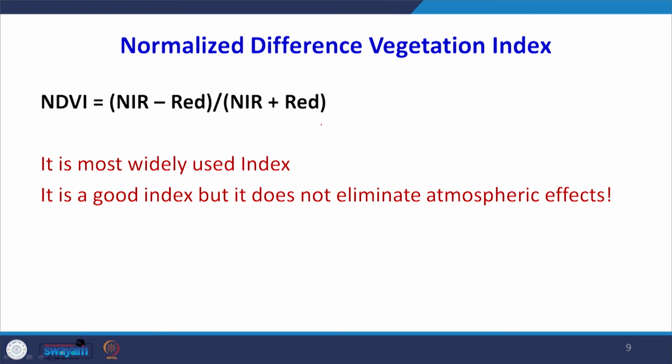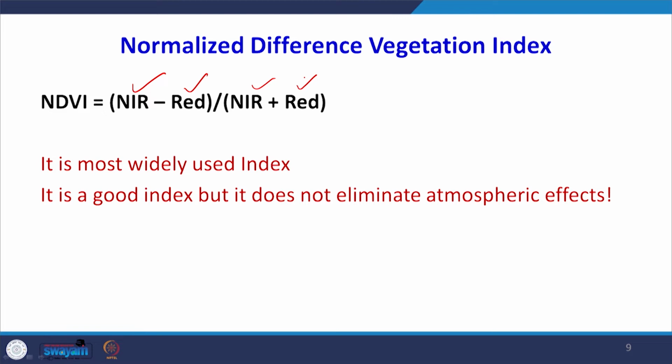And what it is doing is normalizing, actually. If we see the relationship, the NDVI, which is the short form of normalized difference vegetation index, is the difference of the two bands, near infrared minus red band on the top, and divided by the sum of the two bands. So divided by the near infrared plus red band.